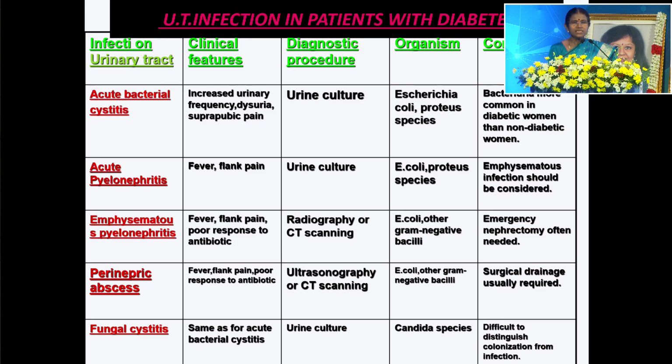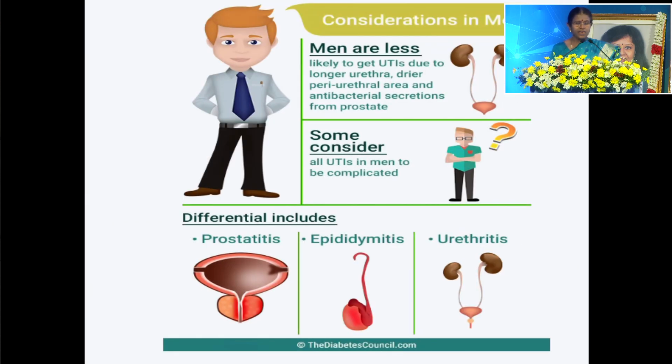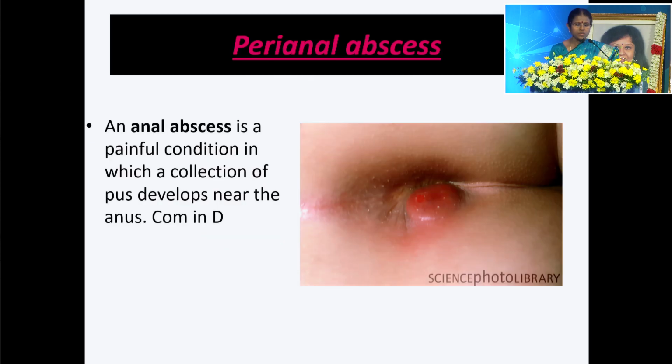Fungal cystitis behaves in the same manner as bacterial, but it's diagnosed by urine culture. It's usually Candida species, and it is very difficult to distinguish colonizers from other infections. In men, of course, the urethra is long, so they do not get much infection. If at all they get it, you should consider prostatitis, epididymitis, and urethritis also.